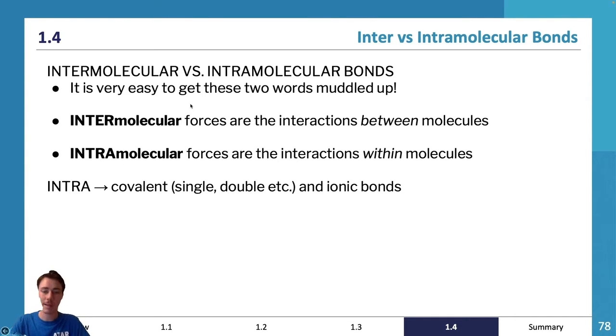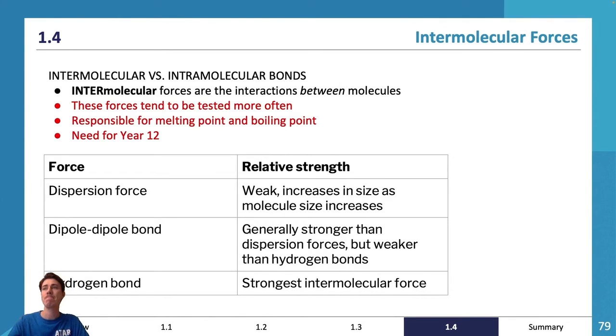So intra, you give covalent and ionic. Inter, we're going to talk about some different ones, such as dipole, hydrogen, and dispersion. So you need to know this for year 12. They are responsible for differences in melting and boiling point. These are forces that tend to be tested more often. So you have three different types of intermolecular bonds: dispersion forces, dipole-dipole, and hydrogen.